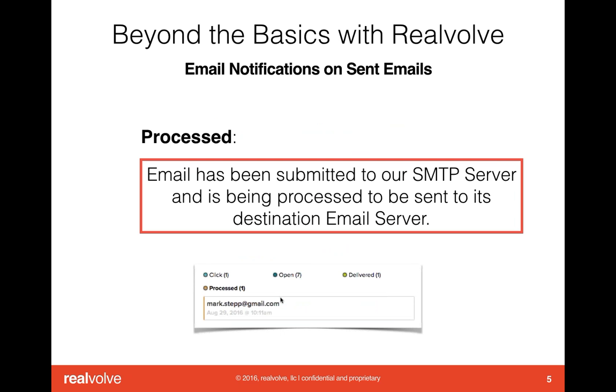So talking about processed, it's the very first thing that happens whenever you send out an email within Realvolve: it gets processed. That basically means you've typed it up and you have sent it to our servers to be sent out.